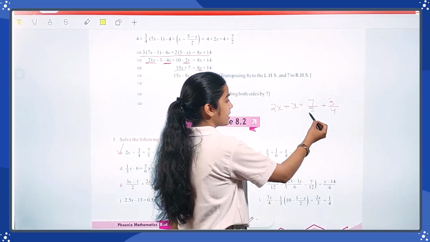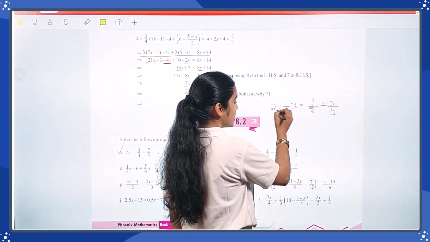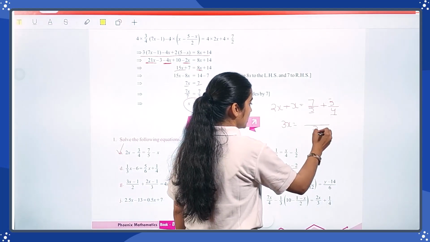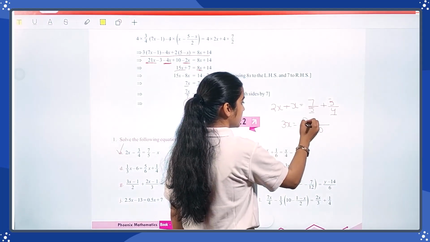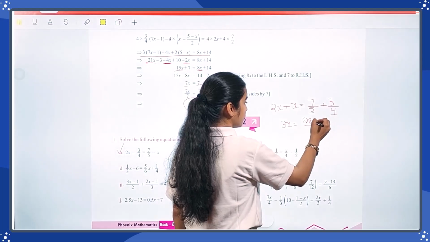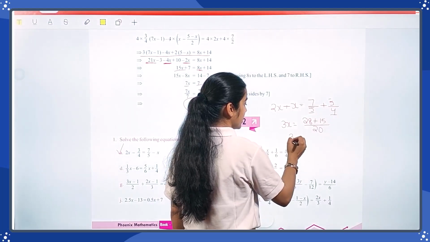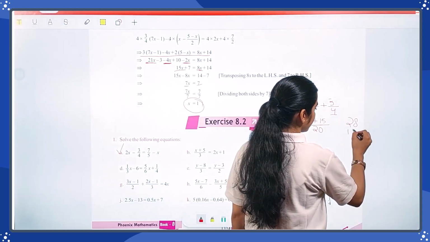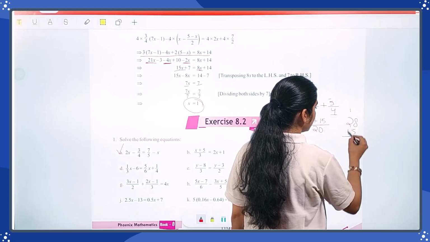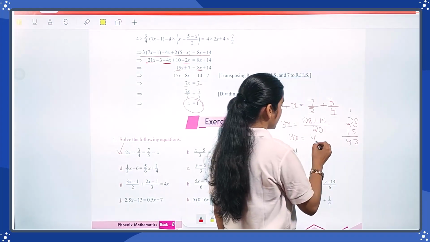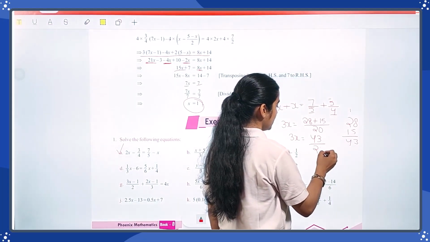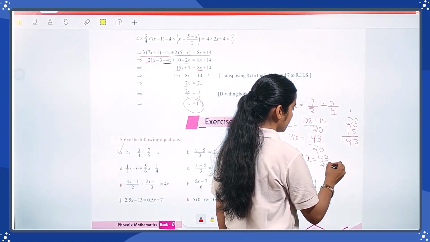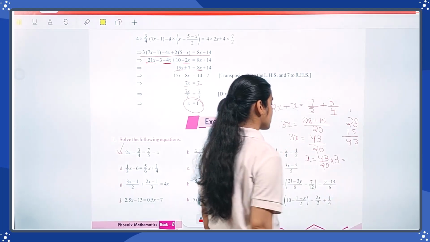So we have to take LCM of 5 and 4, and 2x plus x is 3x. 20. Now 7 4s are 28 and 5 3s are 15. 3x is equal to 28 plus 15 is 43 upon 20, and x is equal to 43 upon 20 multiplied by 3. This is your end result.